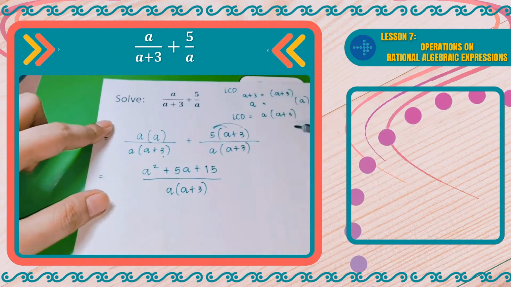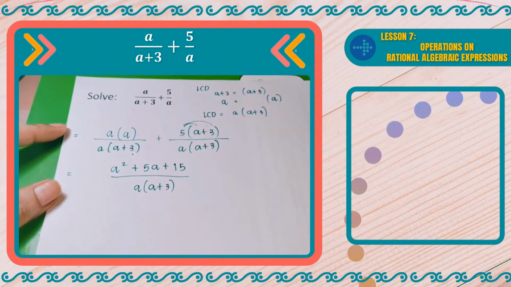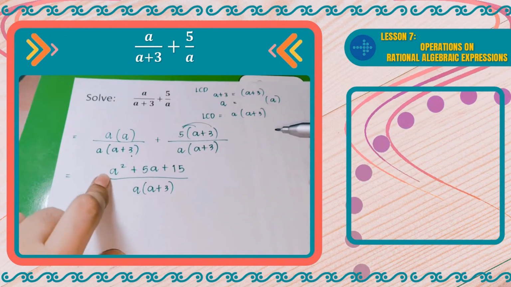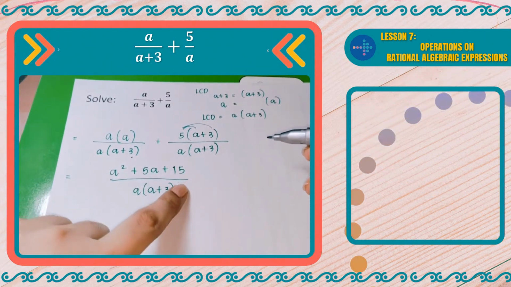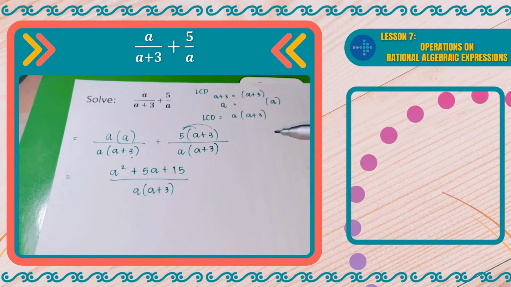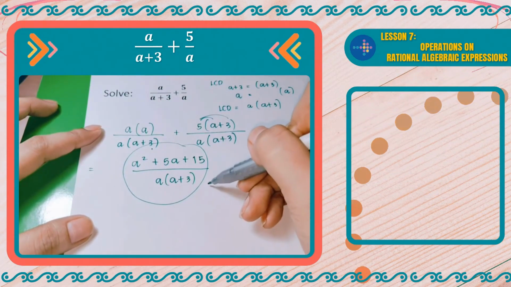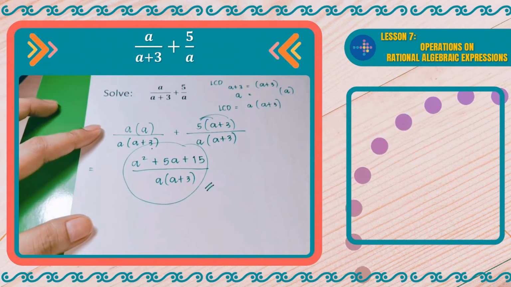So, let us check kung pwede pa natin simplify yung nakuha natin. So, yung numerator natin na a squared plus 5a plus 15. So, obviously, hindi na siya factorable. Prime na siya. So, eto na ay yung final answer natin.